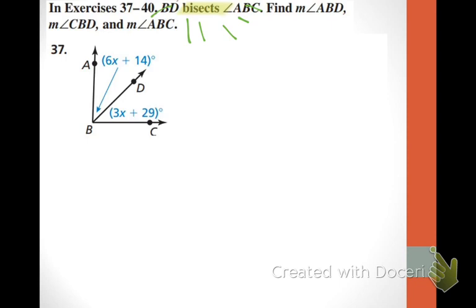But what it does tell you is that it's bisected. So we know that this angle and this angle, what are they? They're congruent, which means they have the same measure, which means that they are equal to each other. So guess what we're going to do? We're going to set them equal to each other. Because this side is the same measure, we're going to set 6x plus 14 equal to 3x plus 29. We solve super quick.